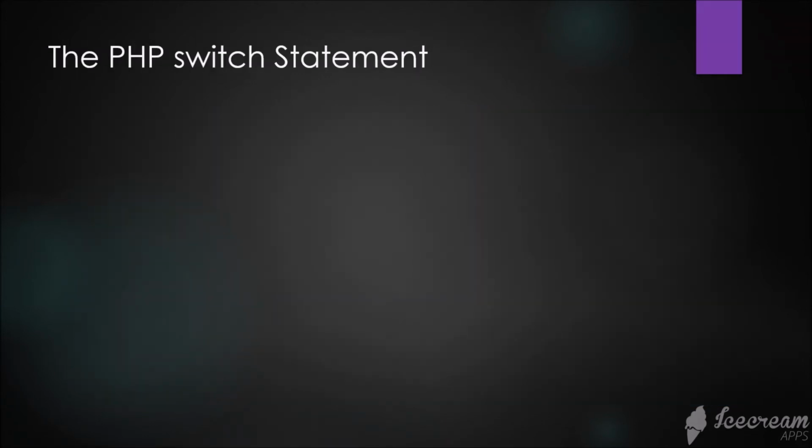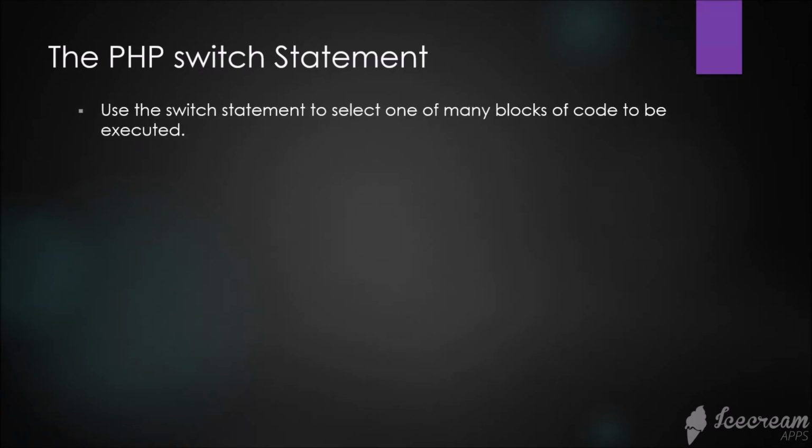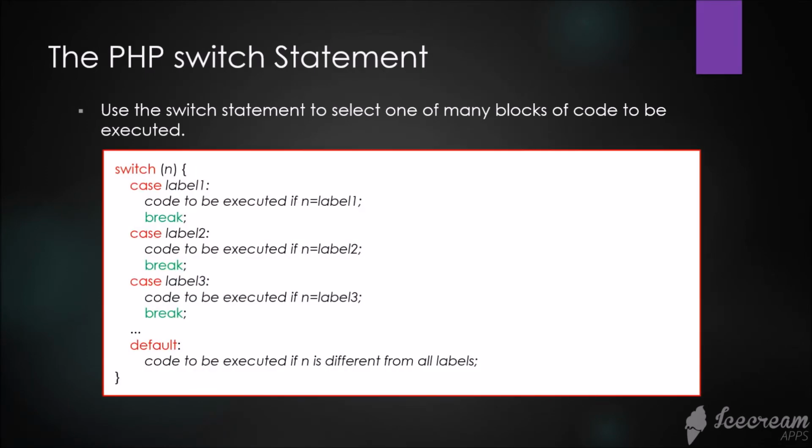Okay, next is the PHP switch statement. Use the switch statement to select one of many blocks of code to be executed. Okay, so ito yung syntax natin. So we have switch, open close parentheses, wherein in here the value that we're about to compare, then curly braces. Then sa loob dito, nandito yung mga case statements natin, at saka yung default. Then tong label, this is the one that we're going to compare with the N. So once mag-match yung N at saka yung label, then it will execute this particular code.